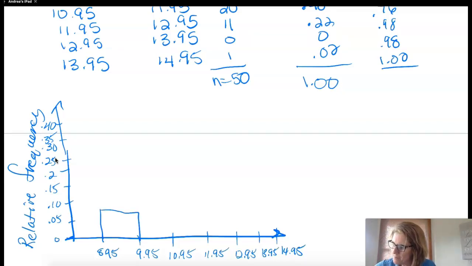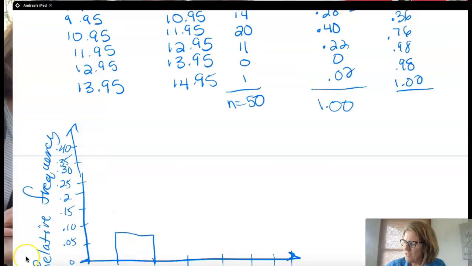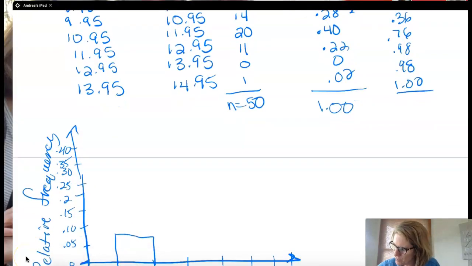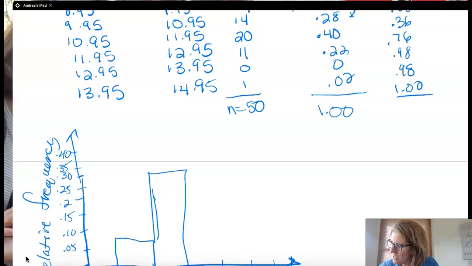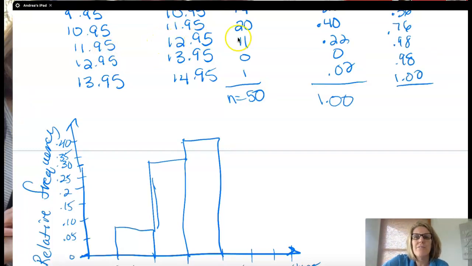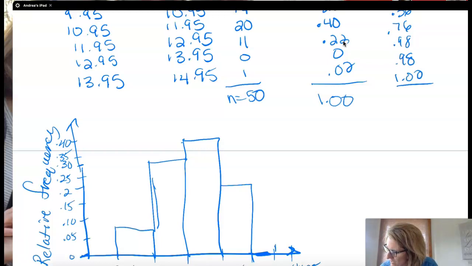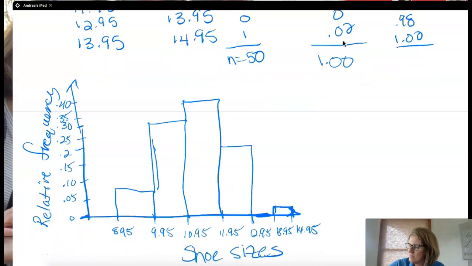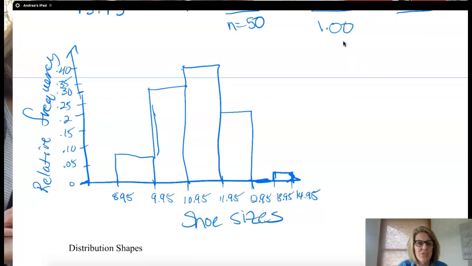The second class from 9.95 to 10.95 is going to go up to 0.28. So this is about right here. Remember these bars touch, and then 10.95 to 11.95 is going to go up to our 0.4. And then 11.95 to 12.95 is going to go up to 0.22. And 12.95 to 13.95 is going to be 0, so it's just right here on the axis. And then 13.95 to 14.95 is 0.02, so just right here. Okay, and that's our histogram, our relative frequency histogram.